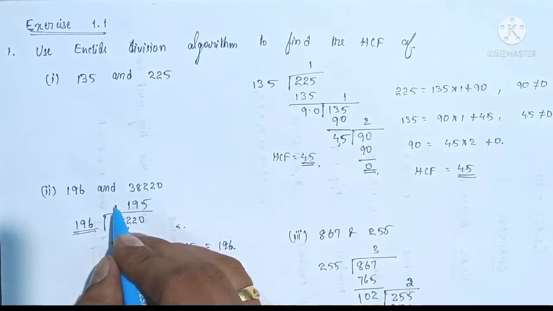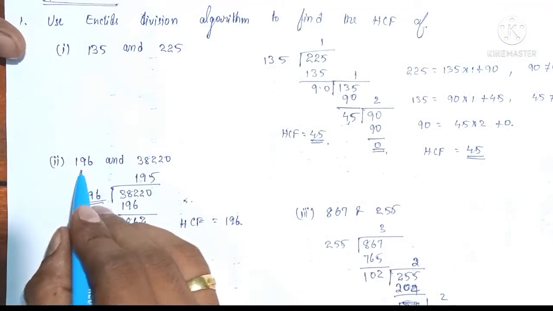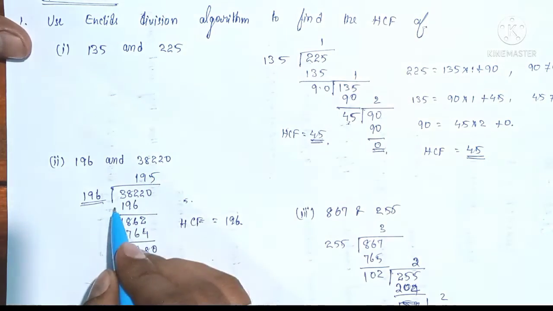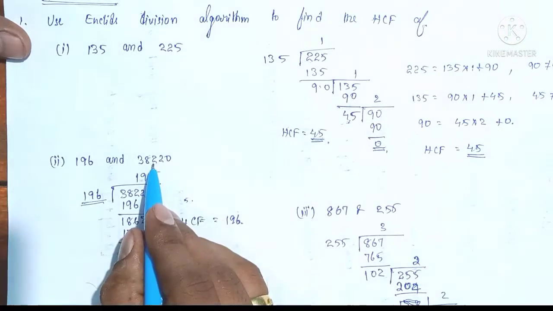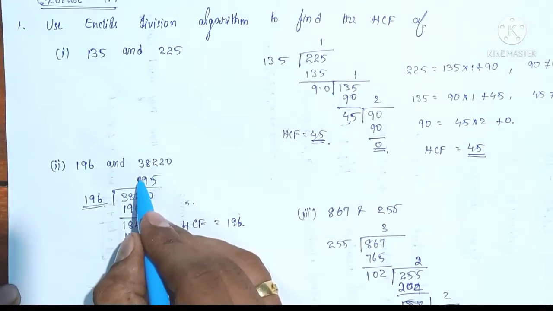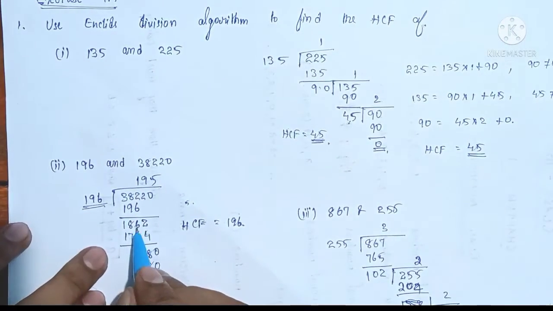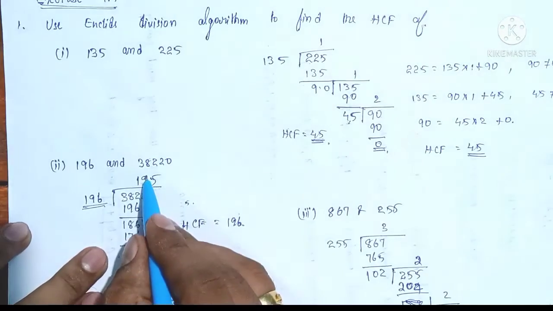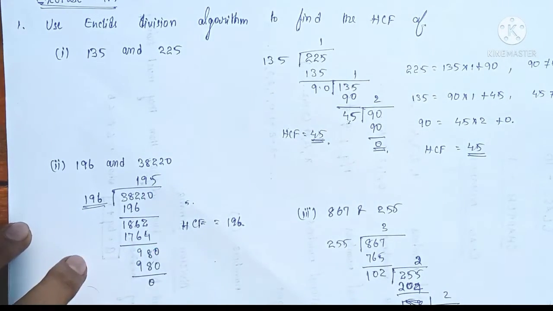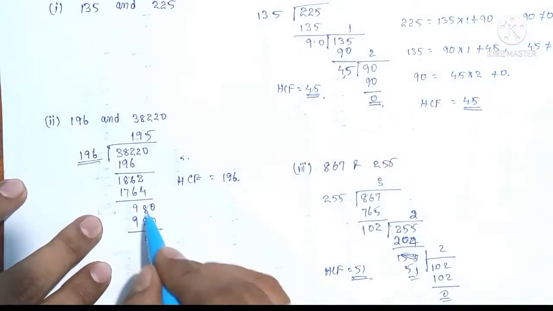Okay, then we move on to the next question. What is the next question? Find the HCF of 196 and 38220. So which one is the bigger number? This one. So 38220 divided by 196. So 1 into 196, it's 196. The remainder is 186. 2 will come here. So 9 into 196 is 1764. Okay, so what is the remainder? It is 98. So the 0 will come here.